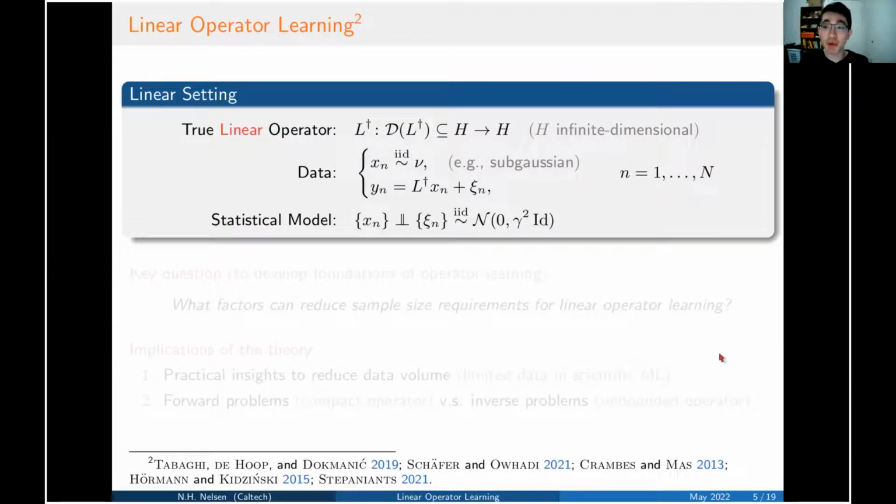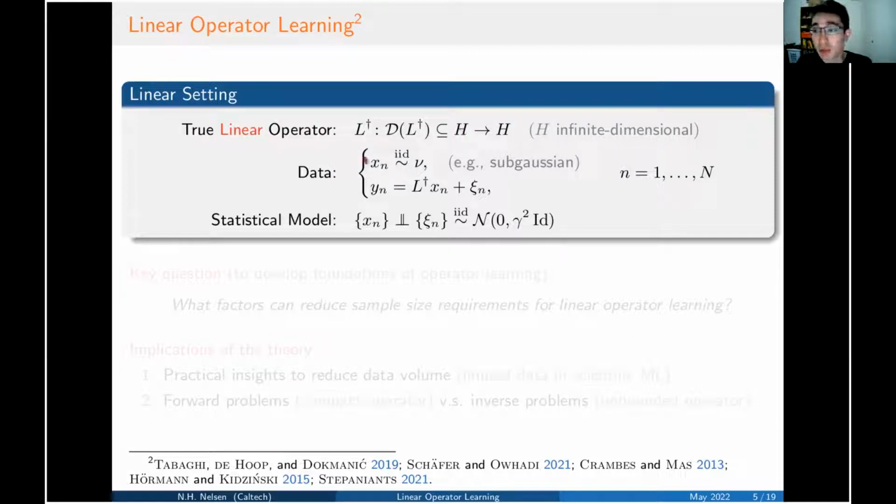Okay, so now I'm specializing to this linear setting. We take the previous psi dagger setting and assume now that it is a linear operator L dagger. We're taking L dagger to be a map on a Hilbert space, so a map from H to H, but we don't necessarily assume that it's a bounded linear operator. So it can in general be some densely defined, unbounded linear operator.